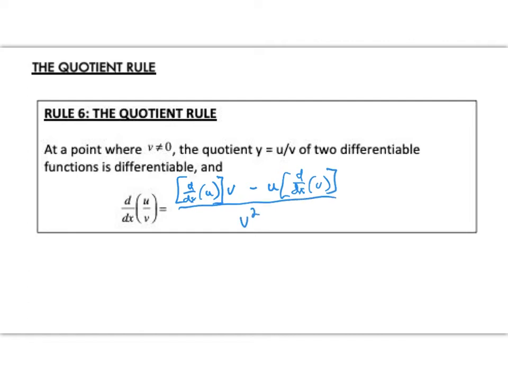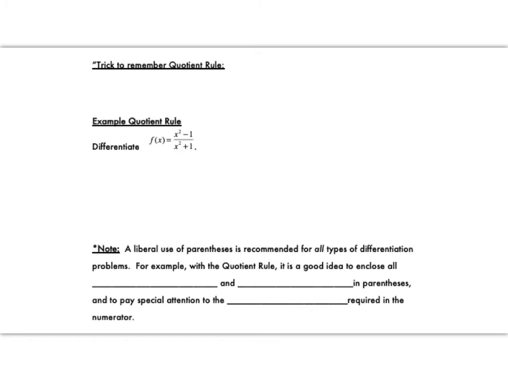over v squared. Okay, so if you stop and think about your power rule for just a second, it makes a lot of sense that when you are taking the derivative of something that's got a power of 1 downstairs and ends up with a power of 2 downstairs, lower the power by 1. So this is kind of a fascinating little rule here. It kind of looks like the product rule at first up top, but you're subtracting, and then you're dividing everything by your v squared, your denominator squared.